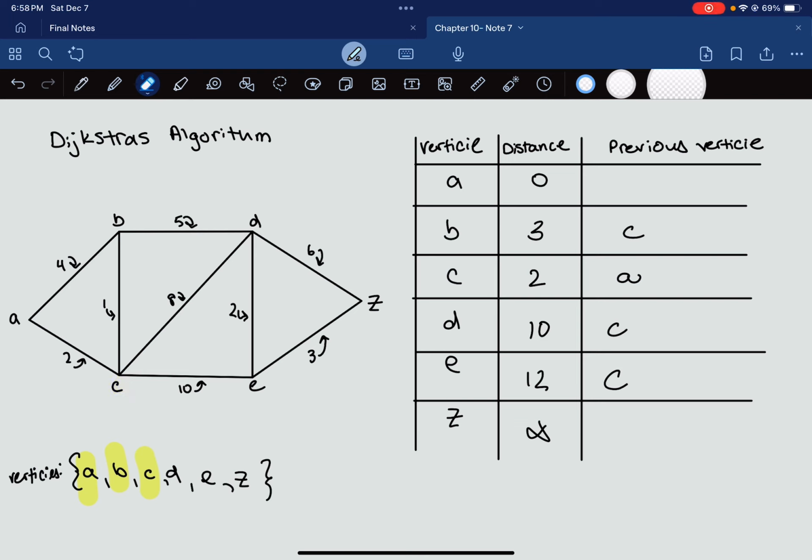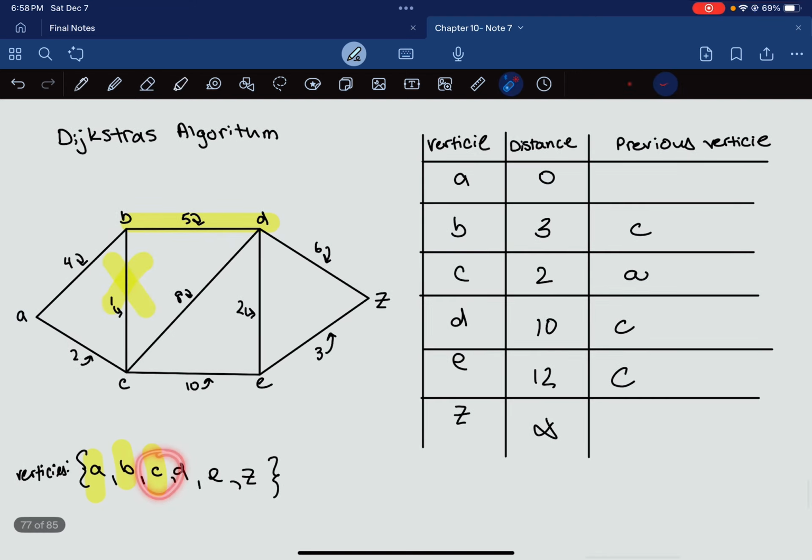It's important to note we only look at connecting ones. So from B, we can go to D, and we can't go anywhere else. We cannot go back to C because we already crossed off C right here. So let's erase that, and there you go.